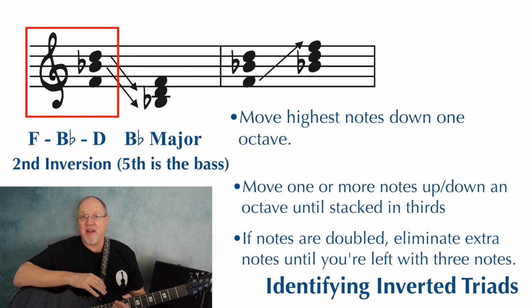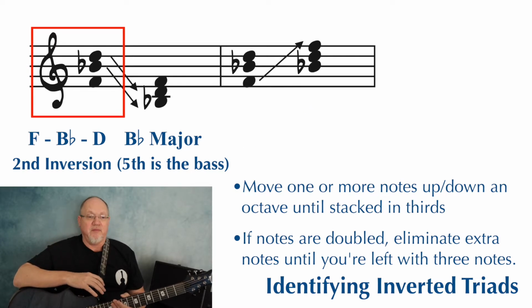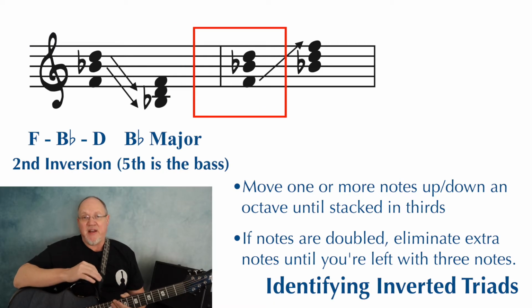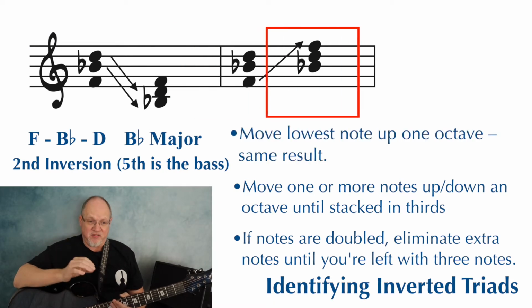Originally, this is in second inversion because the F, the fifth of the chord, is the lowest sounding note of the chord. In the second measure, I've taken that F and moved it up an octave instead of moving the B-flat and the D down an octave.